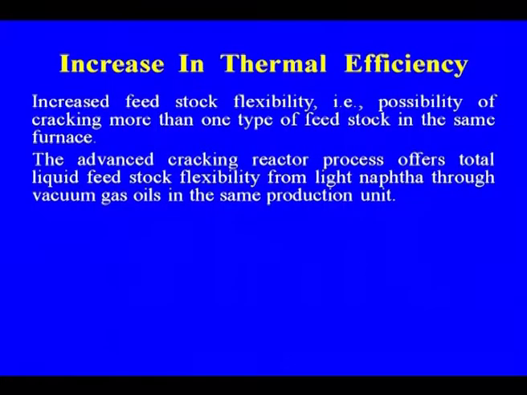Increased feedstock flexibility, which I told you, that has been one of the developments in the furnaces, the possibility of cracking more than one type of feedstock in the same furnace. The advanced cracking reactor ACR, as we call it, the process offers total liquid feedstock flexibility from light naphtha through the vacuum gas oils in the same production unit. So, this is, as I told you, the gas and naphtha. Now, we are talking about the naphtha and the gas oil, both can be cracked in the same furnace with a better efficiency.